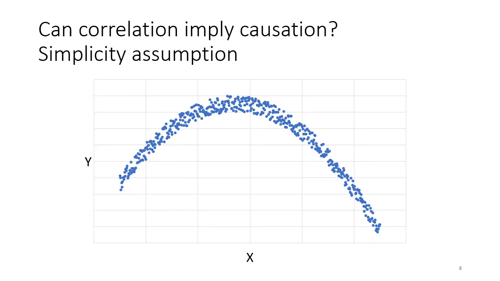There are also other indicators that can help us identify the direction of the causal relationship. For example, the simplicity assumption. For this particular data set, if we assume that y is the cause, then for a particular value of y, the causal variable will get different values of x, the effect variable. That will make our model more complicated and thereby will violate the simplicity assumption.